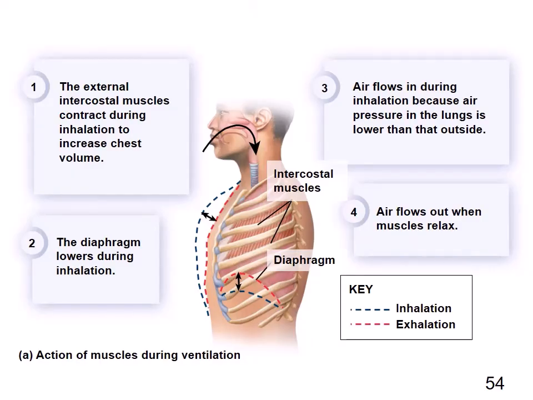When we inhale, the diaphragm is going to lower, so it's going to expand our chest cavity. Also, your external intercostal muscles, which are the muscles between your ribs, are going to contract, and that's going to increase the chest volume as well. So when you inhale, your chest volume is larger, your muscles have contracted, so air will be flowing into your lungs because the pressure there is lower than outside. And then when you relax those muscles, air is going to flow out because the volume of the thoracic cavity will be smaller, and so that'll push the air out of the lungs.